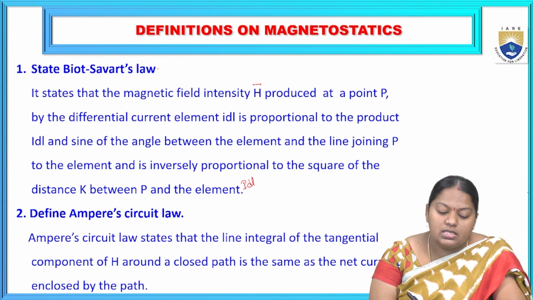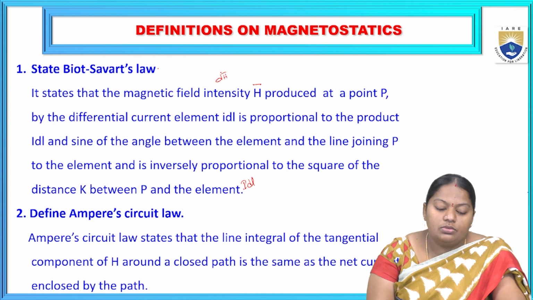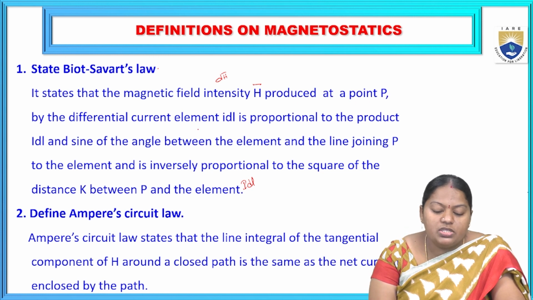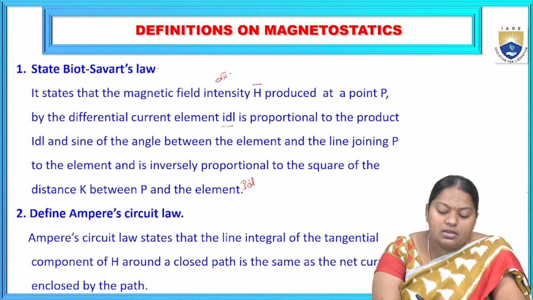So, Biot-Savart's law deals with the differential component of magnetic field intensity, dH. It states that the magnetic field intensity H bar produced at a point P by the differential current element, generally current is denoted with I and a differential current element is represented with IDL, is proportional to the product IDL and the sine of the angle between the element and the line joining P to the element, and is inversely proportional to the square of the distance between the point P and the current element IDL. That means dH is directly proportional to IDL sine alpha by R square.